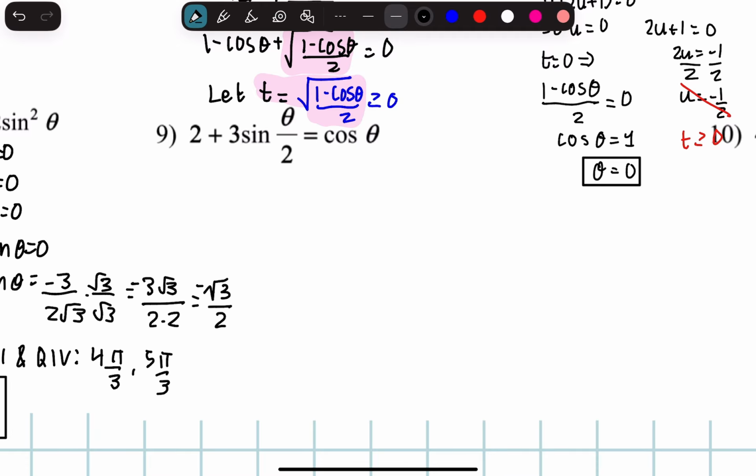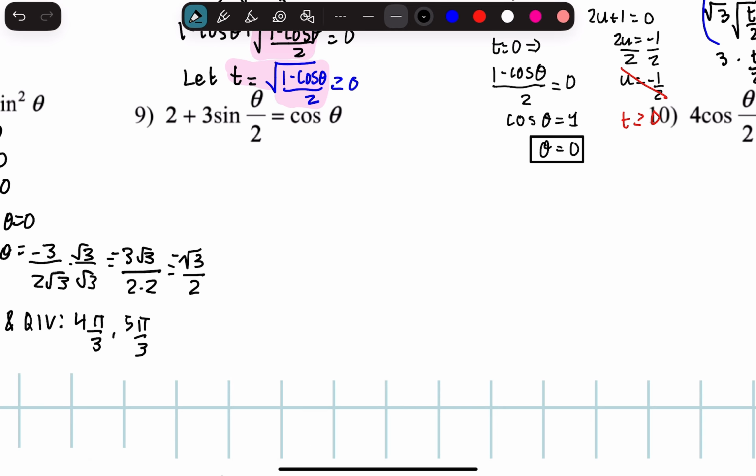Now let's move on to question 9. So we're going to first write cosine theta.